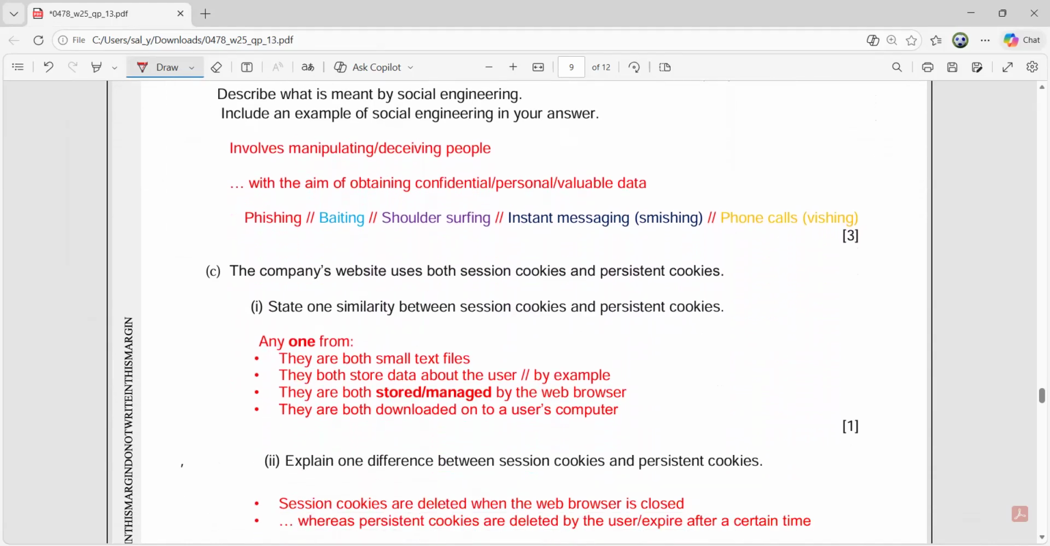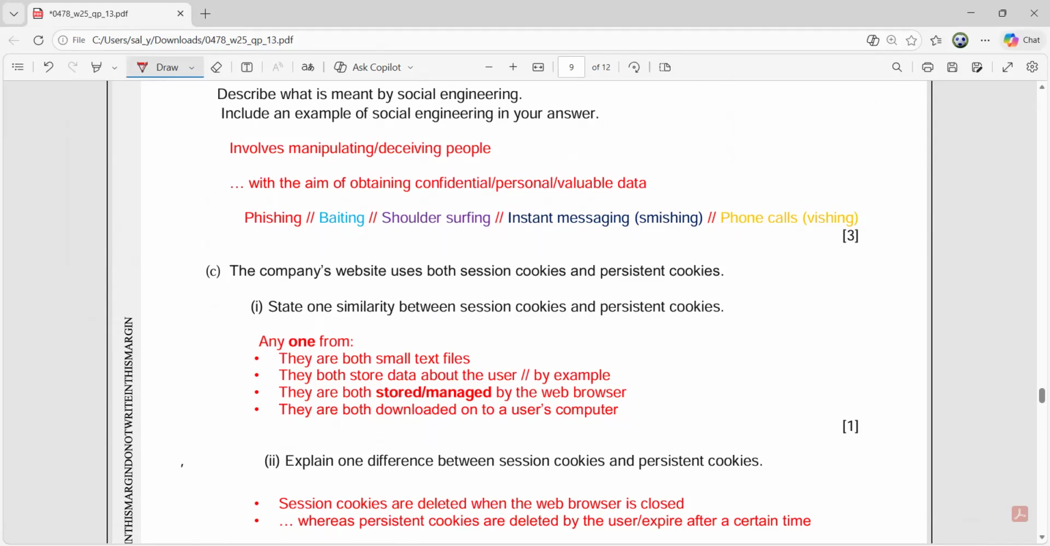Part C. The company's website uses both session cookies and persistent cookies. State one similarity between session cookies and persistent cookies. Any one, what is the example? They are both small text files. They both store data about the user, like the user's preferences, whichever site the user is visiting. They are both stored and managed by the web browser. They are both downloaded onto a user's computer. So if a child has mentioned any of these similarities, then he will be able to score 1 mark. Just be clear, if you say they store data about the users, what kind of data?